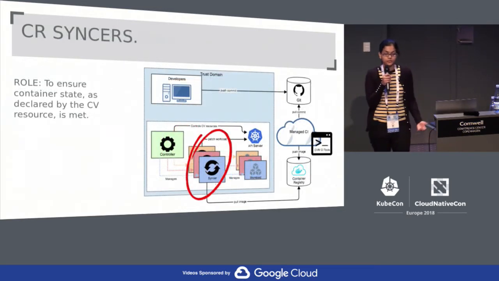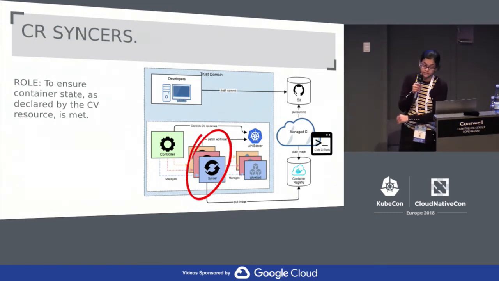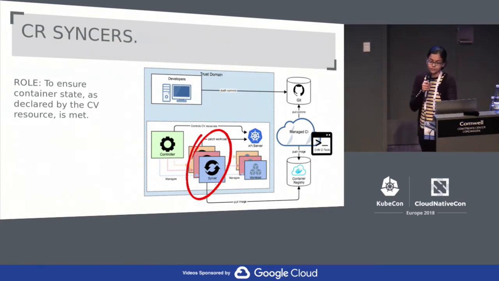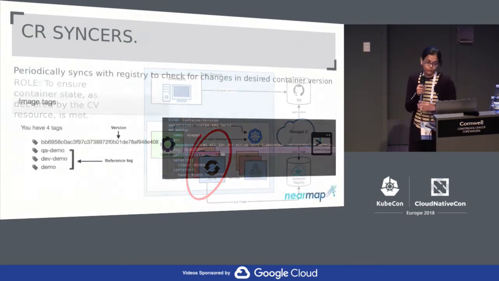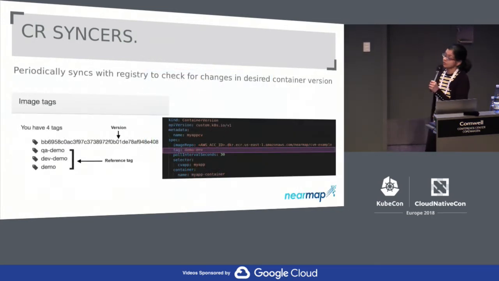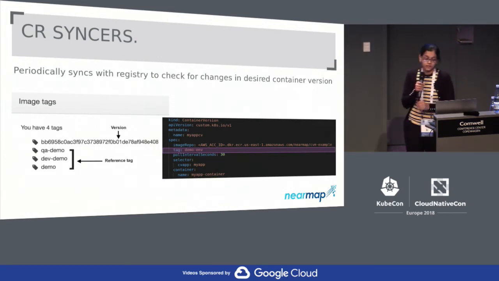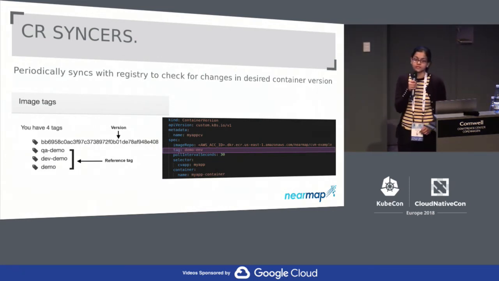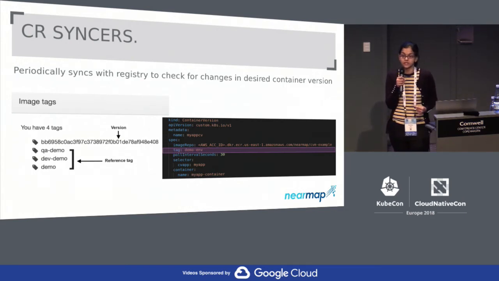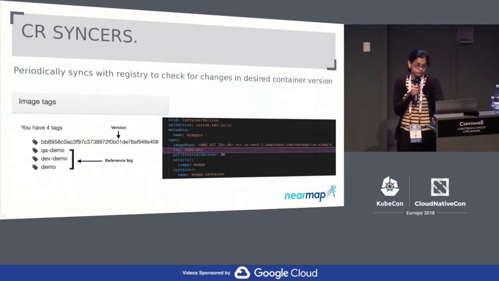Syncers are responsible to ensure that the container state as declared by the CV resource is always met, and they are the component that's sitting in the center. It does so by talking to the container registry. What it does is it pulls into the container registry looking for the version of the container that's tagged with a specified tag. And once it finds the version, it compares it with all the versions matching the selector expressions. And any discrepancy in this version check leads to a rollout workflow.